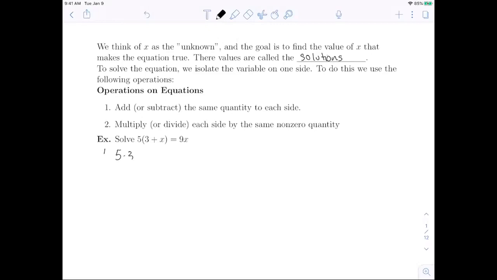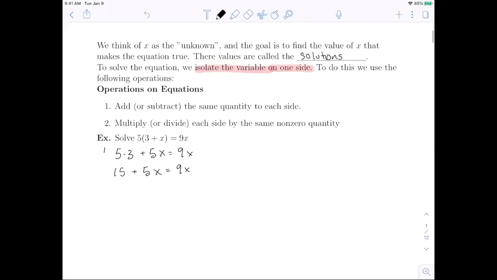So we're going to have 5 times 3 plus 5x equaling 9x. And then we can simplify that a little farther, giving me 15 plus 5x equaling the 9x, right? I set up here that I wanted to isolate my variable onto one side. Currently, my variable x is on both sides. It doesn't matter which side you go with. I usually like to subtract the smaller number so I have a positive x.